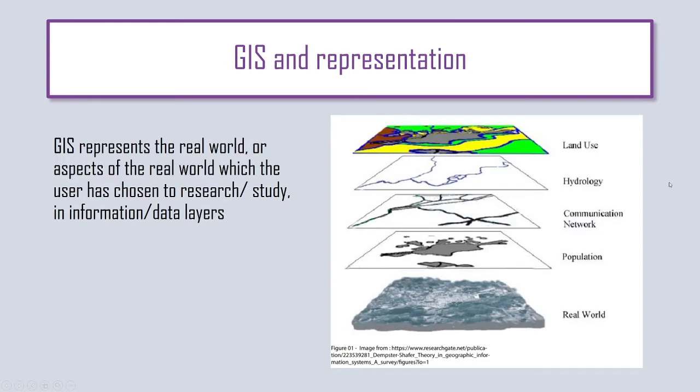So GIS, in a sense, tries to represent the real world through layers, or aspects of the real world. So sometimes it can be some kind of an abstract. So if we're looking at poverty, we use GIS methods to represent those abstractly as well. You can see here on the bottom we have the real world, and basically in GIS what we do is we create layers, and each of those layers contain similar information. So we have population, communication networks, hydrology, land use, etc. This data set of the real world will combine all these different layers of information.